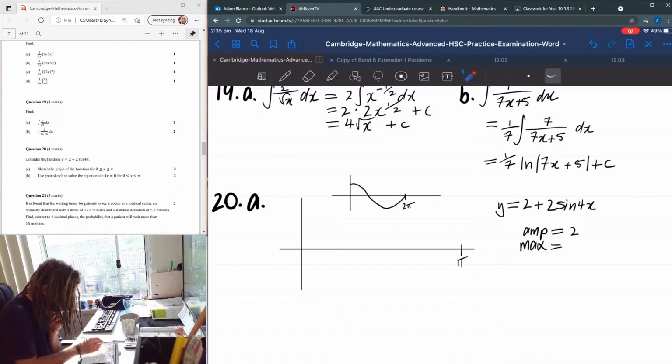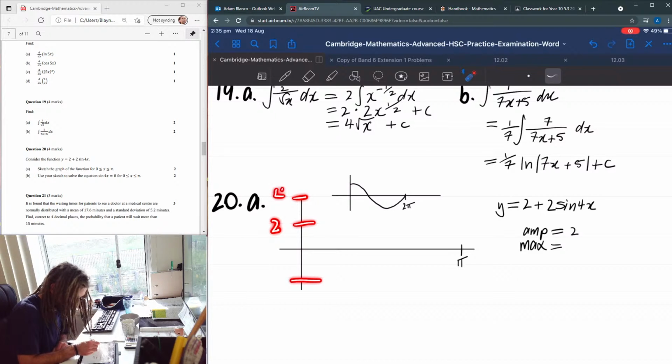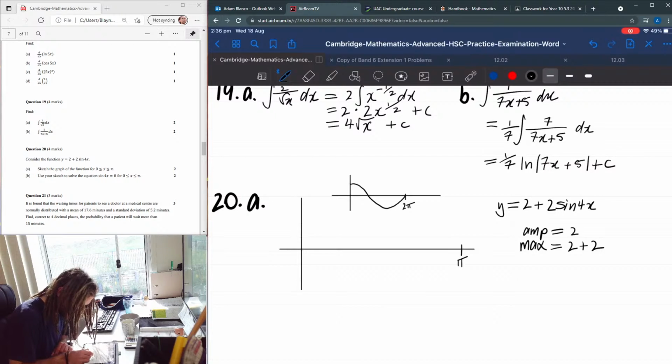Example. If this went to 2, and it's being raised by 2, it's going to go up to 4. The max height is going to be 2 plus 2. Now, if it went down to minus 2, and it's being raised by 2, the min is 2 minus 2. So that's 4, and that's 0. So we'll call this 4, call this 0.